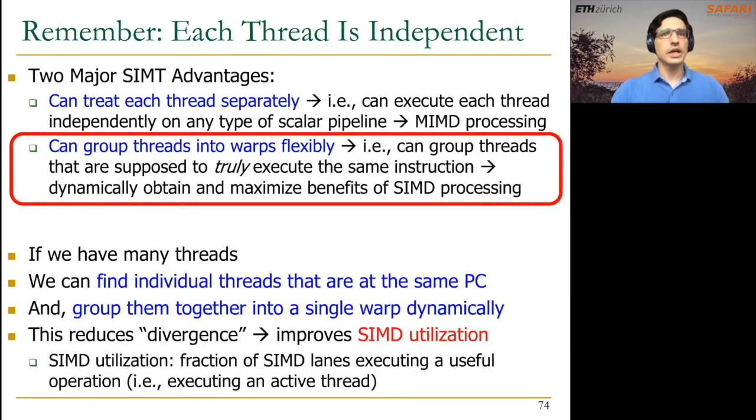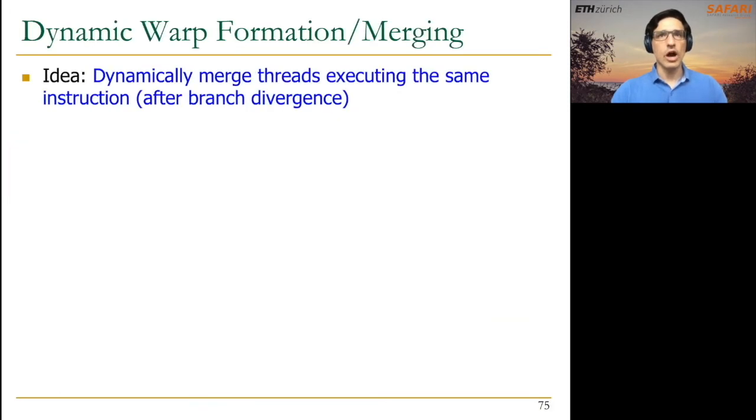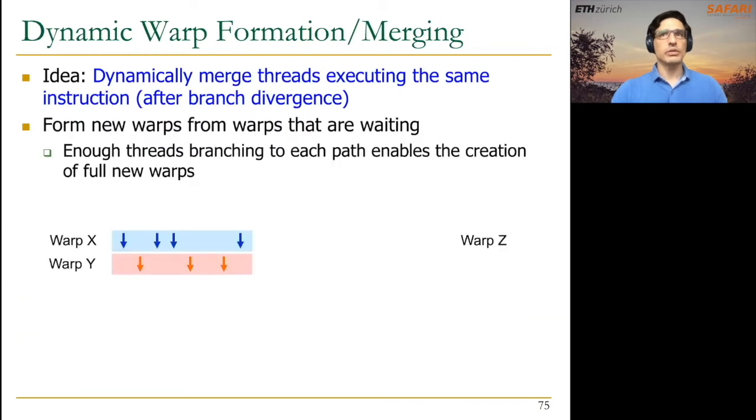Let's take a look at a possible way of doing this dynamic warp formation. We start with a very simple example. We have two warps. They are executing an if-else statement. Some of the threads of the warp go through the else, some others go through the if, and the same for another warp. The good thing is that even though these are two different warps, they are going to be launched at different cycles.